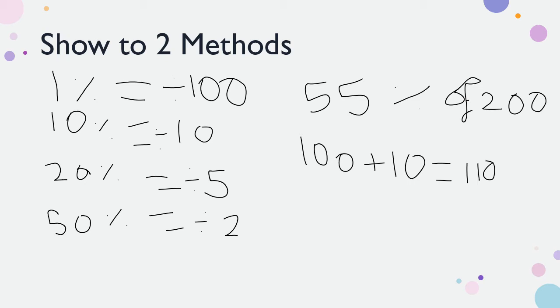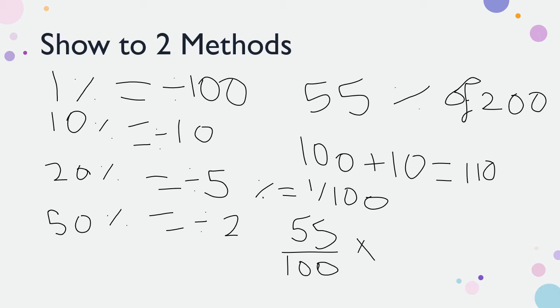But this example, we could also do, as I've told you earlier, a percentage is actually a 100th. 1% is 1 over 100. So 55% is 55 over 100. And now, as we've taught you before, the crossover method, you can use that by times by 200 over 1. So cross out the zeros. Then 55 times 2 is 110. So depending on the situation, you can use either of these two methods.